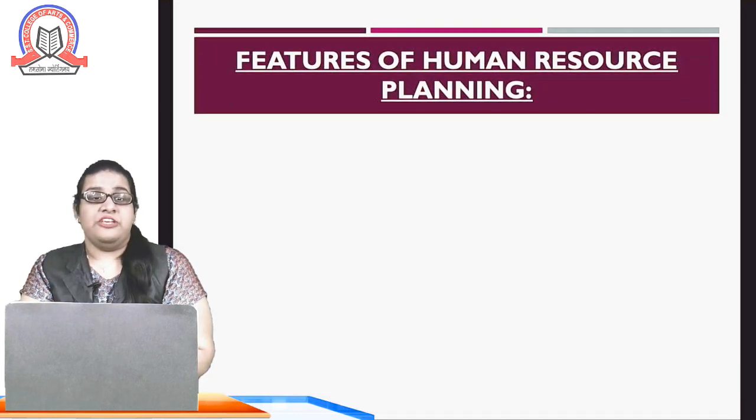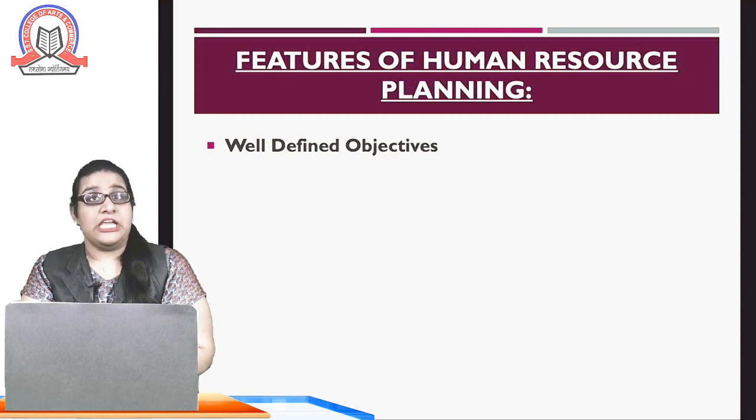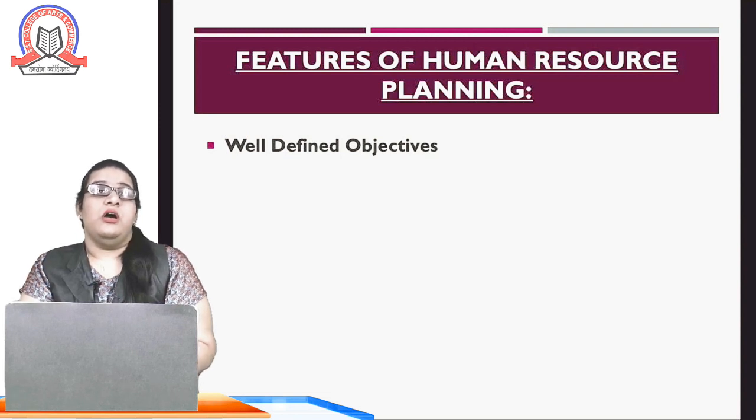Now we will see the features of human resource planning one by one. First is well-defined objectives. During the planning stage, we will make plans for how we are going to achieve our objectives. For example, we have an objective that we want to expand our company. We want to open new branches. Accordingly, we will plan how many new employees we require, how we are going to launch our product, how we are going to open a new branch. So we have to define our objectives during the planning stage.